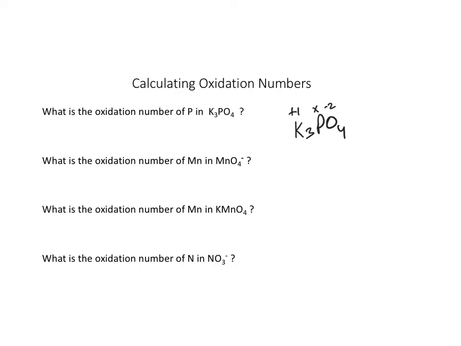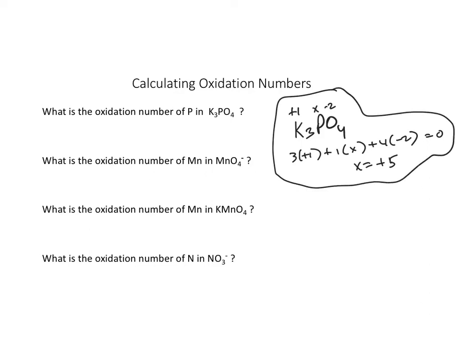So in the case of this compound, potassium phosphate, you'll say 3 times +1 plus 1x plus 4 times -2. You're going to use the rule that says that the sum of the oxidation numbers is 0 for a neutral compound. So you're going to go ahead and solve for that. Let's see, we got 3 - 8 = -5, put on the other side, so x will be equal to +5 for that one.